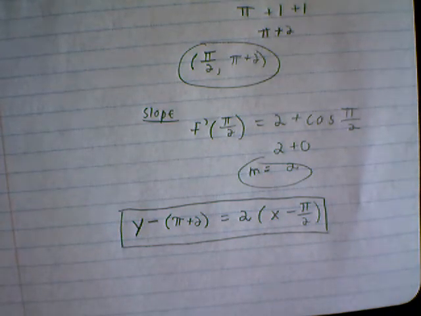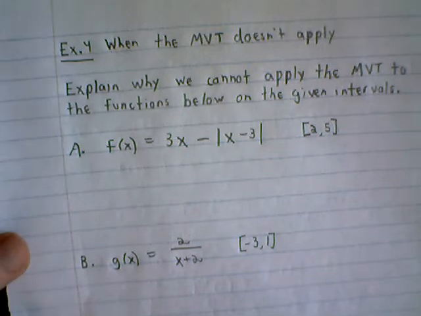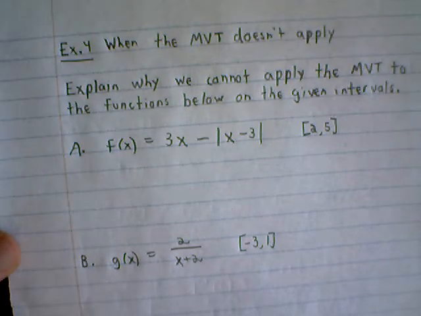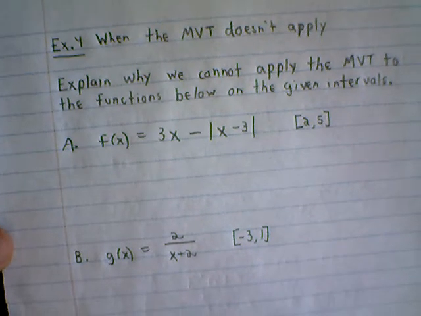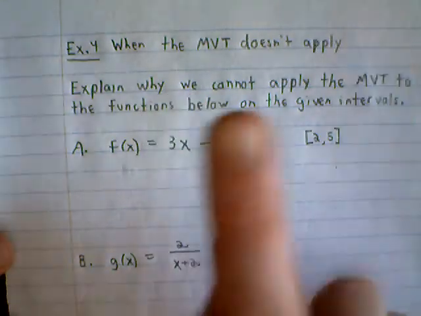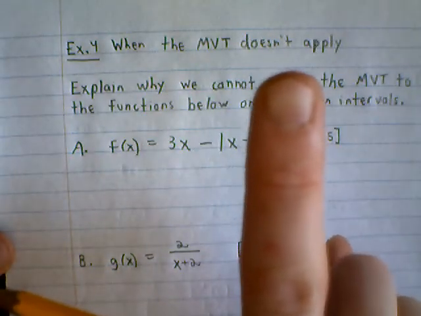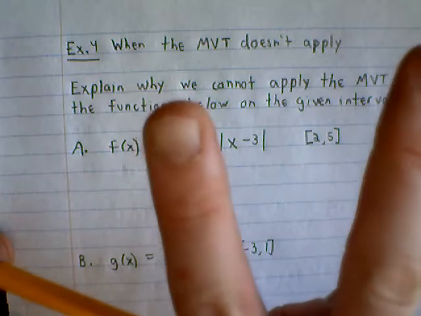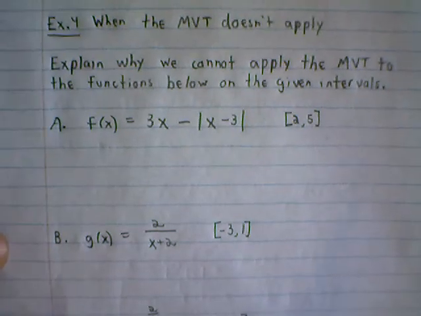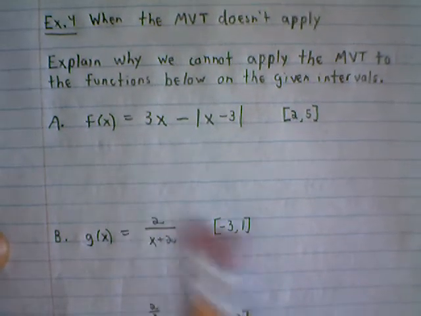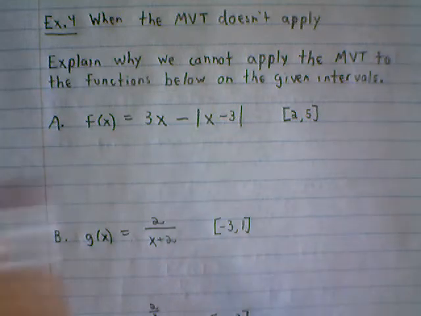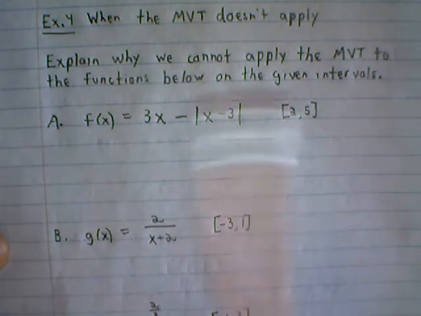All right, and last, sometimes the MVT does not apply. We're just going to run through this real quick, and then this is the last part: when the MVT doesn't apply. So there are two conditions. One, a function has to be continuous on an interval. Two, it's got to be differentiable. So we've got to check that for these functions. Explain why we cannot apply the MVT to the functions below on the given intervals.